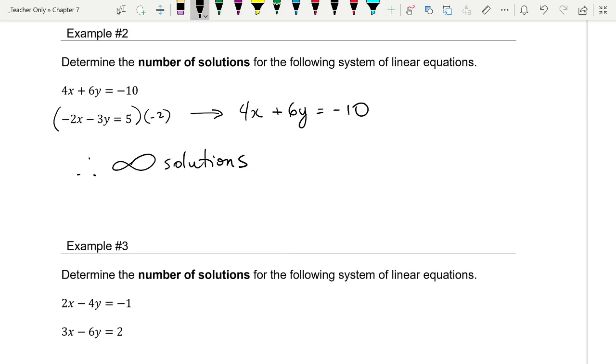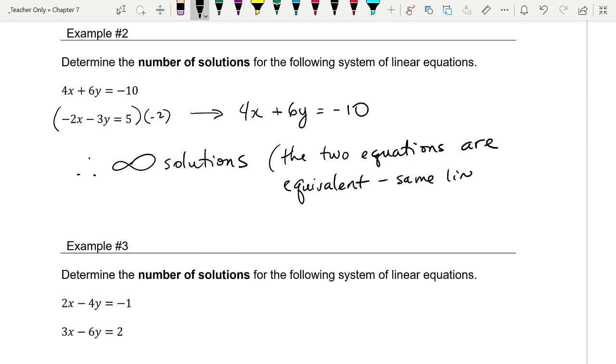And if you want to say why, because the two equations are equivalent. That's the ugliest Q I ever made. I'm going to fix that. Equivalent, which means, of course, same line. If you tried graphing those two lines, they'd be the same line. So where do they meet? Everywhere they are, they meet.